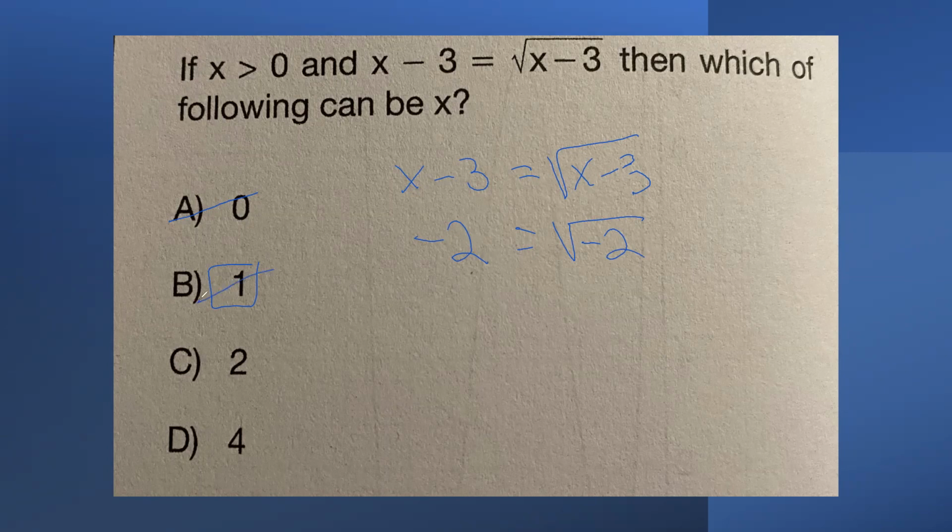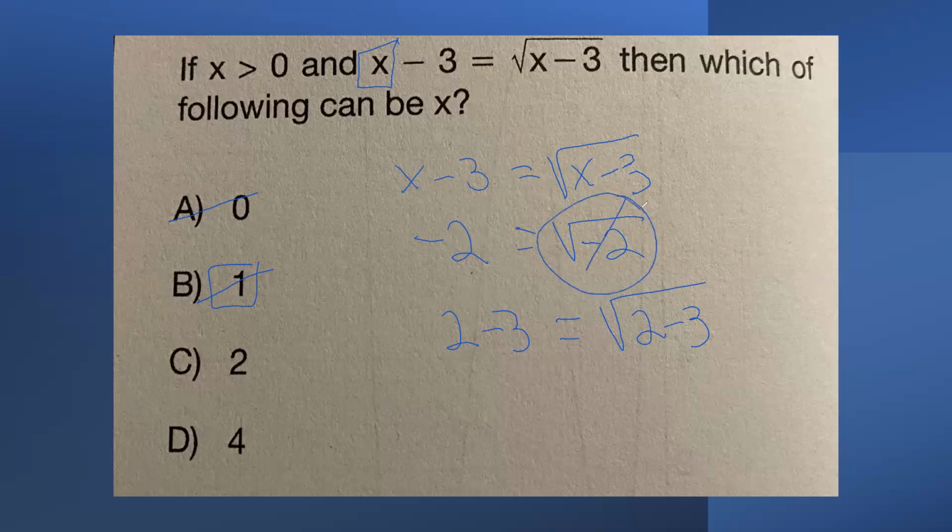And again, if I substitute 2 for that x, 2 minus 3 is going to be negative 1. It's equal to the square root of 2 minus 3. Again, it's going to be the square root of negative 1, which I cannot have. This is a big no-no until we use imaginary numbers, which we are not using yet, nor are we using in this course.